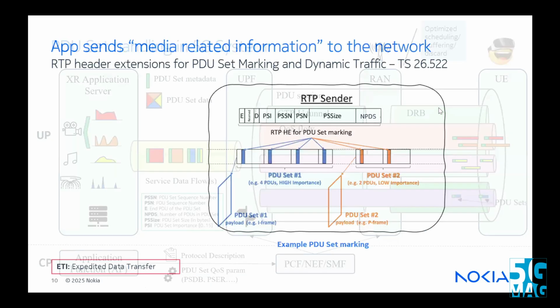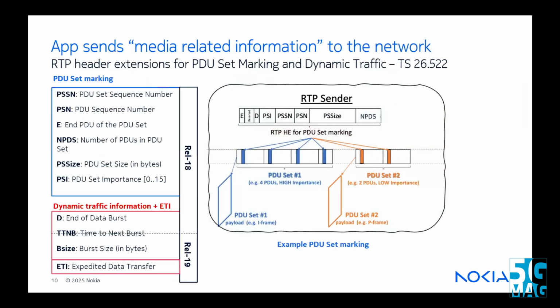Okay, so during release 18, we had the RTP header extension already in place. It had the same fields that I just talked about, so that you have a way to identify all the packets that belong to a single PDU set, for instance, all the packets that belong to a single frame. Then you also know when this frame or PDU set has ended. You know how many packets or PDUs to expect, and you know what size it is. And then you have the importance. You also have an end of data burst. So for instance, if you have bursty traffic, you would know when the burst has ended and when there might be a bit of a quiet period following after that.